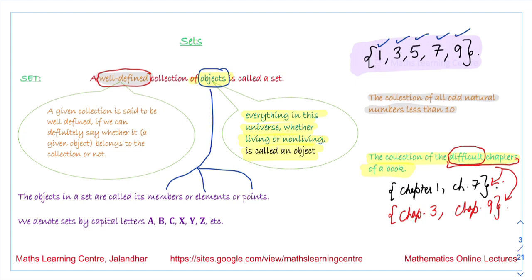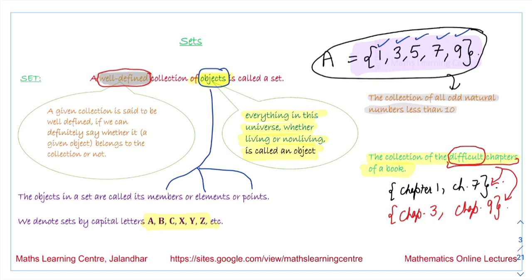So we come back to our definition over here. Our definition of the set: a well defined collection of objects is called a set. And the notation used to represent a set is capital letters. These are mentioned over here. We may write a set as A is equal to this. So this is a set because it is a well defined collection of objects.